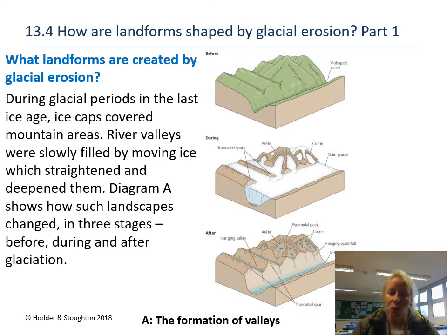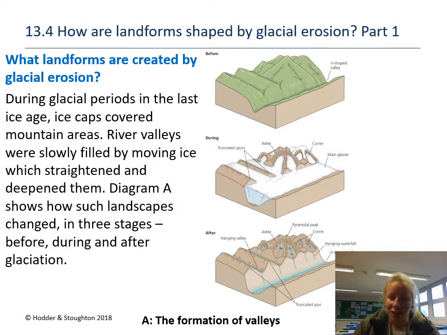Now, before glacial periods, we can see that these areas had steep valley sides represented by those V-shaped valleys, with a narrow channel in the edge with steep sides at either side. We can see that down the mountains, there are some small valleys. Now, during a glacial period, most of these mountainous areas get covered in snow and ice, represented by that white area. We can see that that V-shaped valley has now been widened.